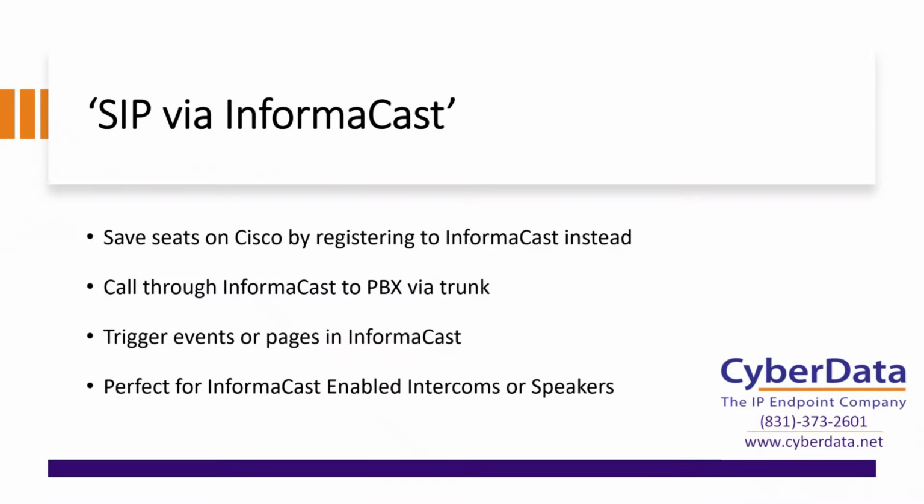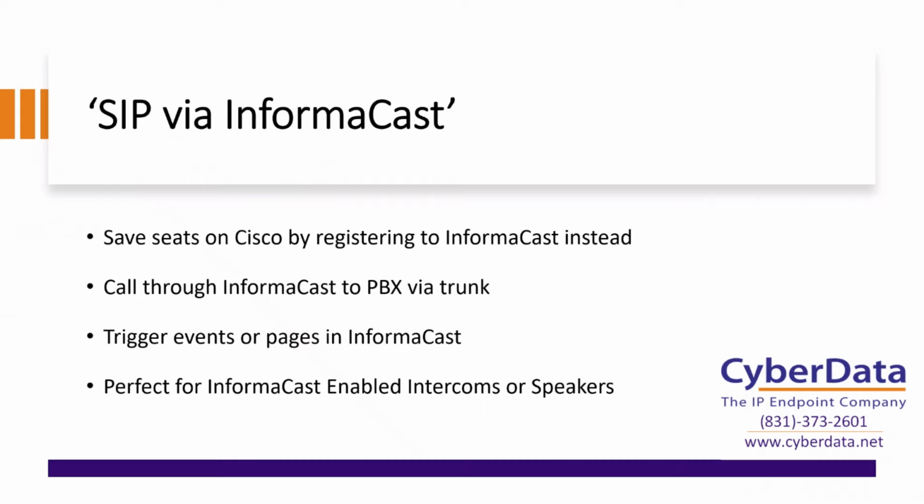The last thing I want to talk about is SIP, what we call SIP via InformaCast. There's a couple different ways that you'll hear about it. This is the way that we like to refer to it at CyberData, and that's actually how you can register your InformaCast-enabled devices to use SIP and InformaCast. We get SIP functionality from InformaCast, so we call it SIP via InformaCast, and it gives you the capability to actually go and register your InformaCast-enabled devices to InformaCast, and that way you can save, for example, a seat license on Cisco Call Manager, which can get kind of pricey, and sometimes there's only a certain amount of licenses that you can use. So you can actually register the equipment directly with InformaCast.